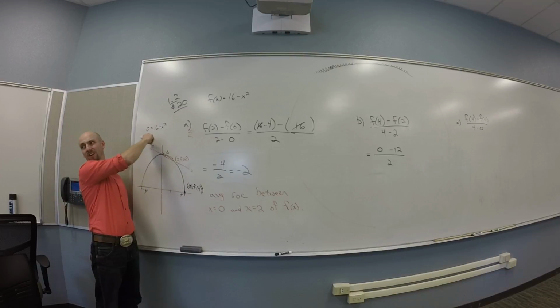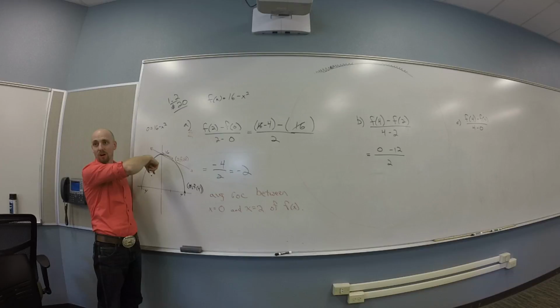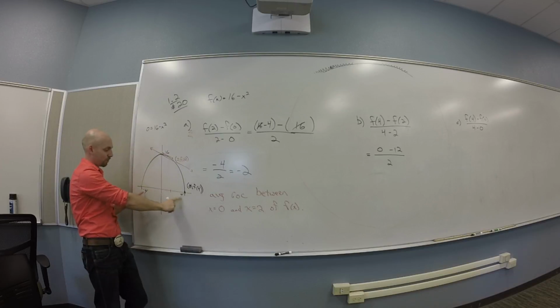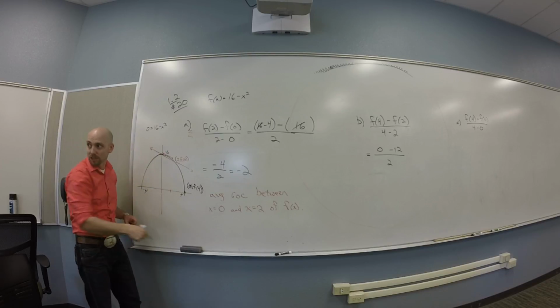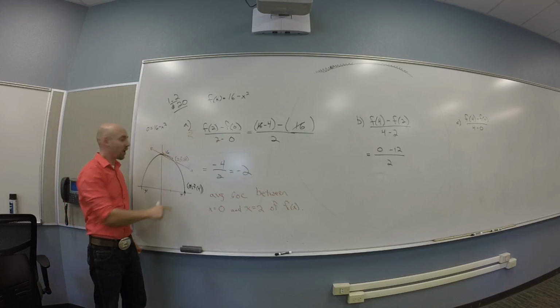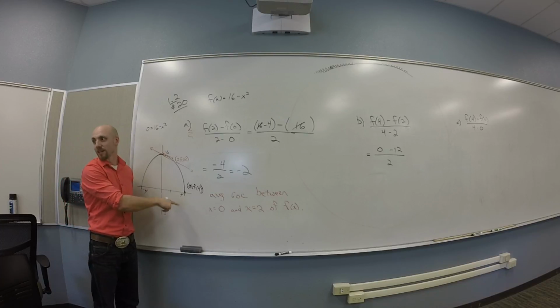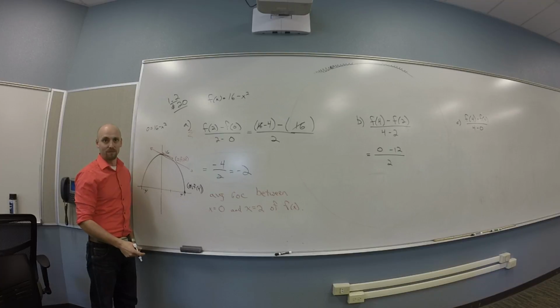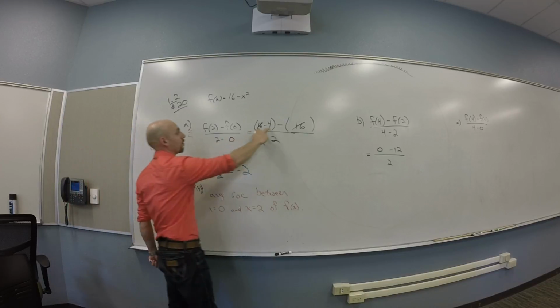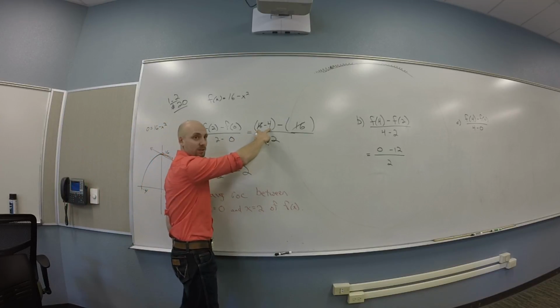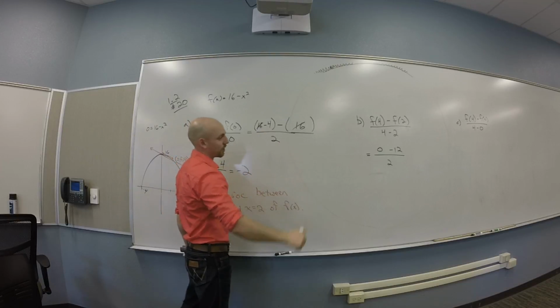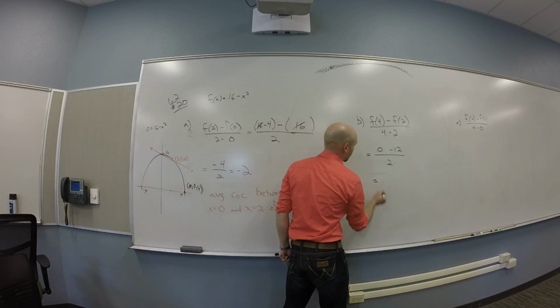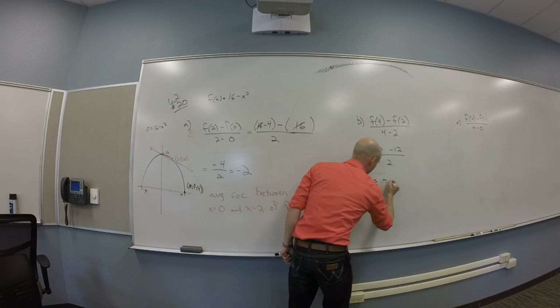I actually did that up here. I looked for what input gives the output 0, and found that the input was either 4 or negative 4. So the input 4 gives the output 0. And the 12, where'd I get the 12? That's just 16 minus 4, which I had right here. So I get 0 minus 12 over 2, which gives me a grand total of negative 6.